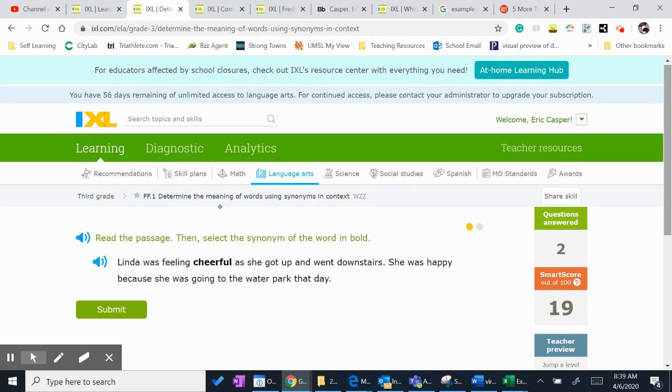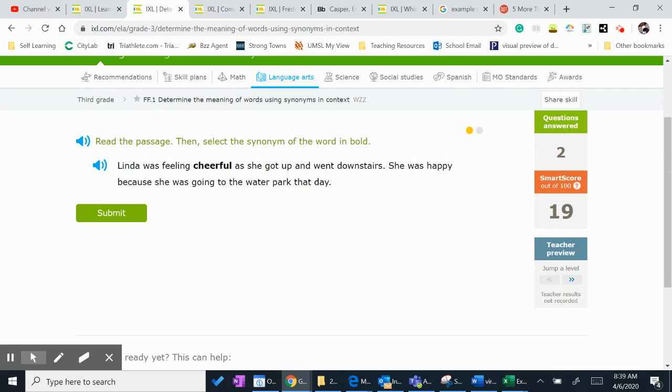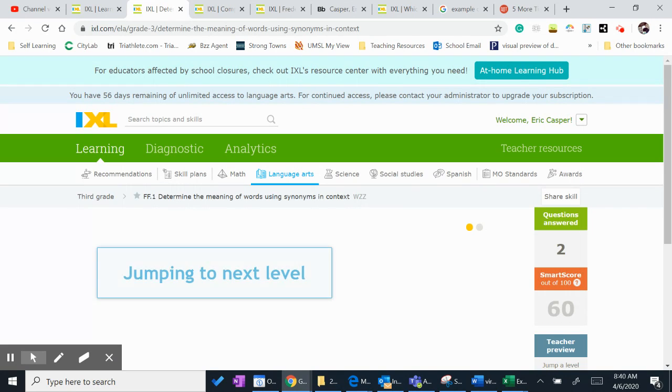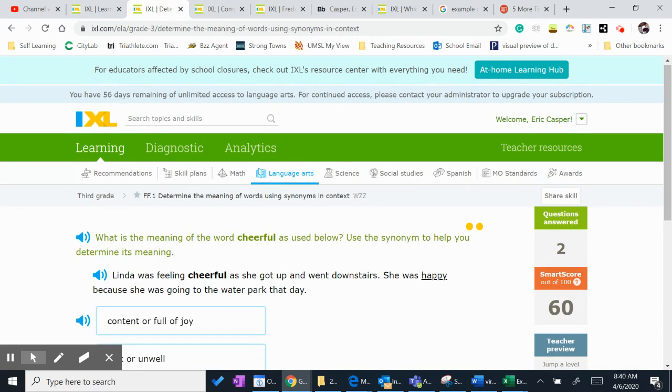We can use our context to figure out what the words mean. Whenever we run into a word that maybe the kids just don't know how to say, they can find other words that have the same meaning that they might be able to say. So let's go up here to some different questions.